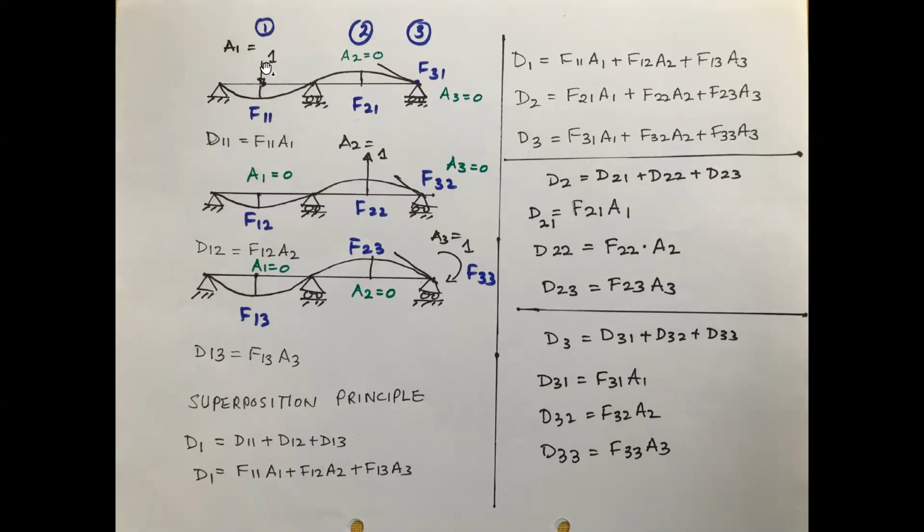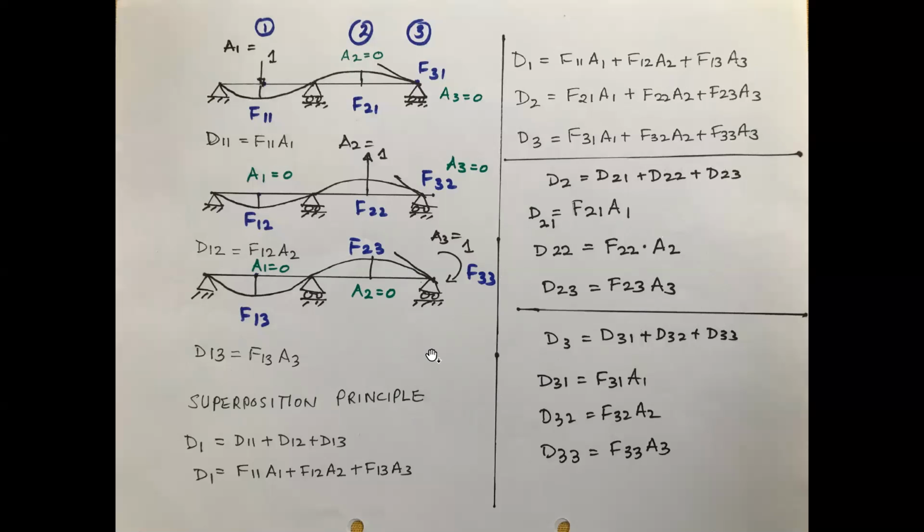Also, we have seen how to obtain the combined displacement at one single place, where we used the superposition principle to generate this displacement. D1 is equal to F11 times A1 plus F12 times A2 plus F13 times A3 and so on. So what I'm trying to say is, if you have any doubt, anything, just let me know.